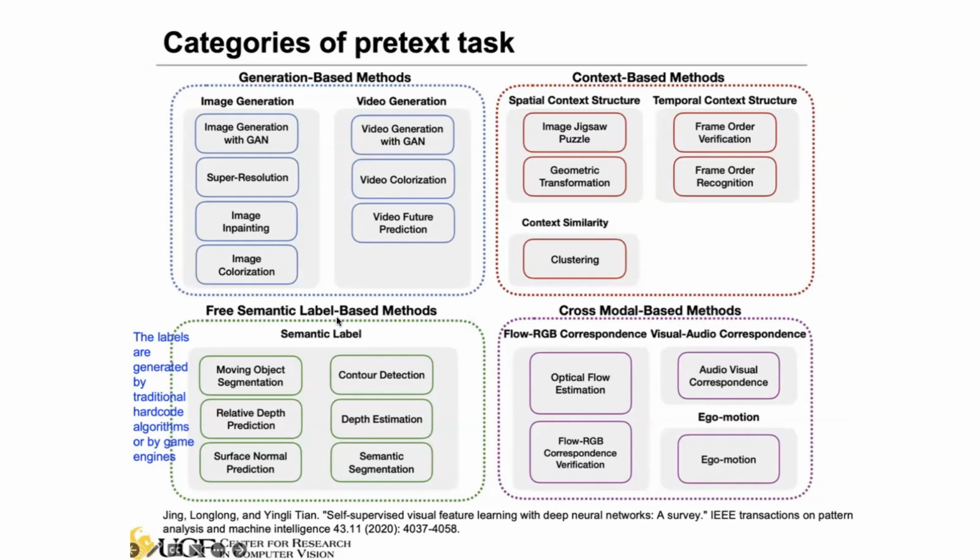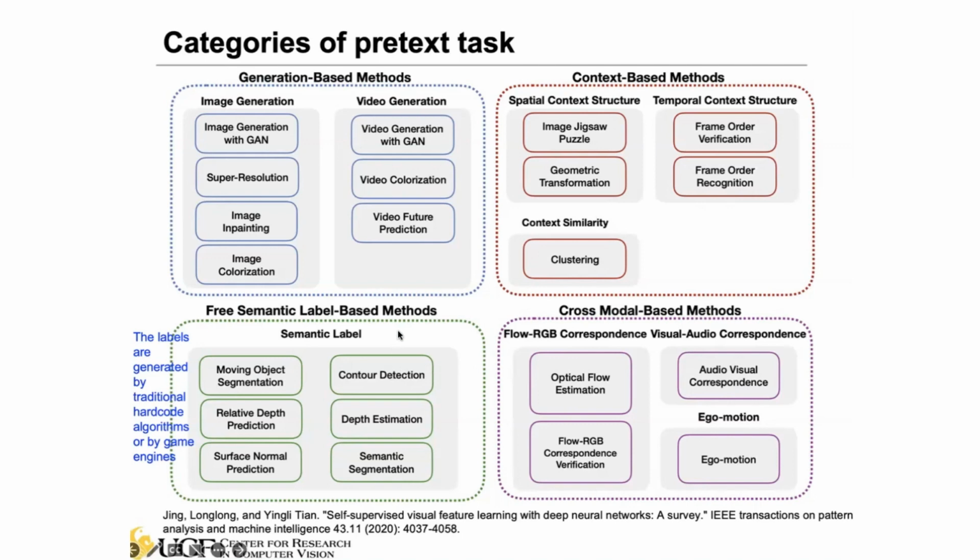Another category is the free semantic label based methods. In this case, we can use some hard-coded algorithm to generate semantic labels. Maybe we can use motion information. If you process a video, we can compute the motion vector between consecutive frames, and use that motion to highlight or get a rough annotation of the moving object. Then we can use that label information to train a network to segment the moving object.